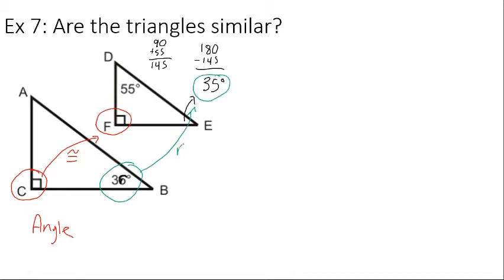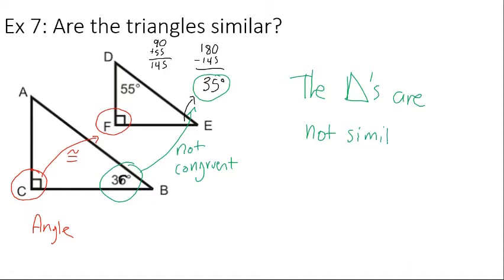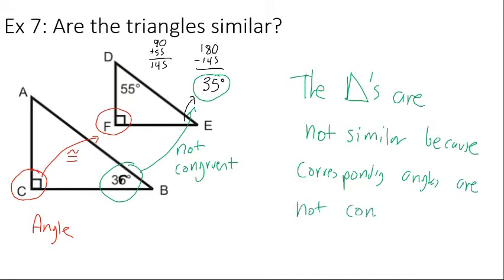Okay. So now if I compare the next two angles, this is 36, this is 35, and we say here these two are not congruent. So here we're going to say the triangles are not similar because corresponding angles are not congruent.